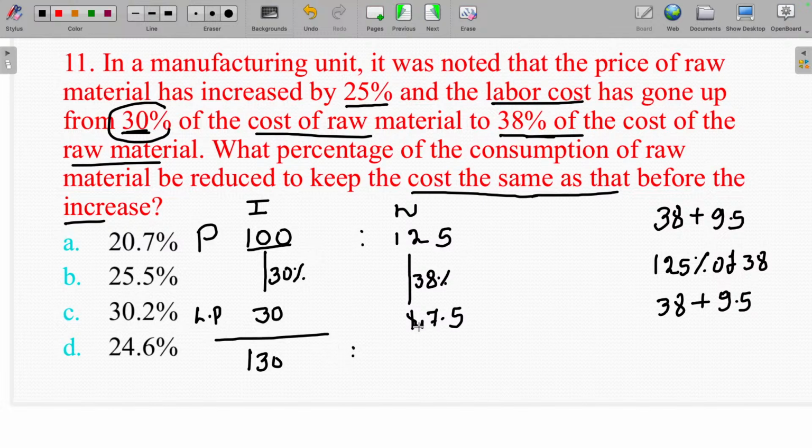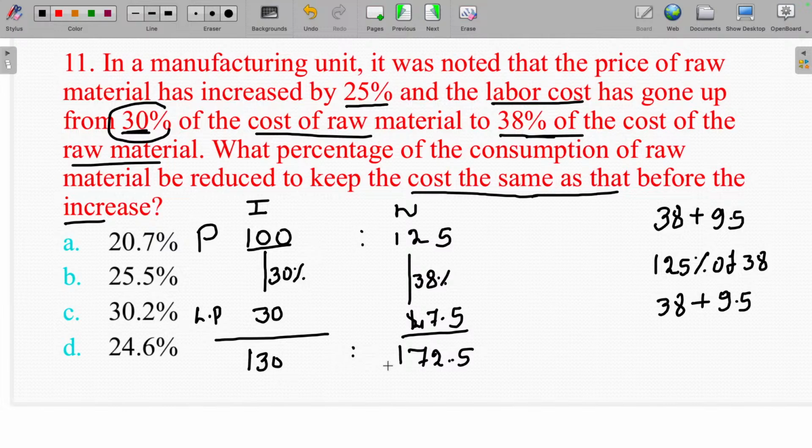If I make anything, the cost of any one article will be 130. Now 125 plus 47.5, 125 plus 40 is 165, plus 7.5. How much will it be? 125 plus 47.5. Tell me, 172.5. Correct? Yes, sir. 172.5. It is final.